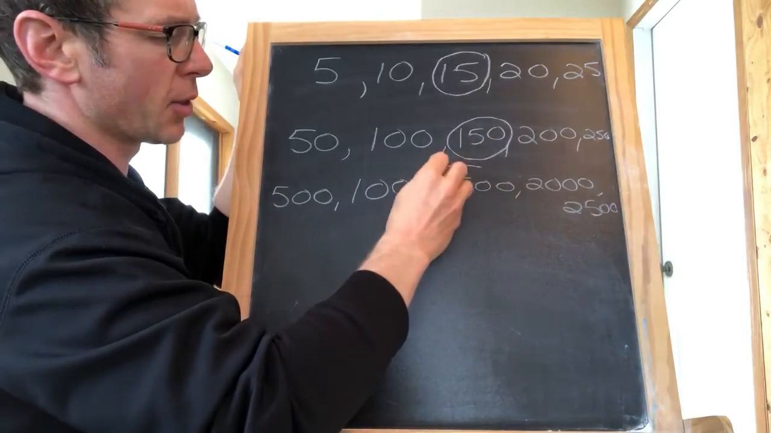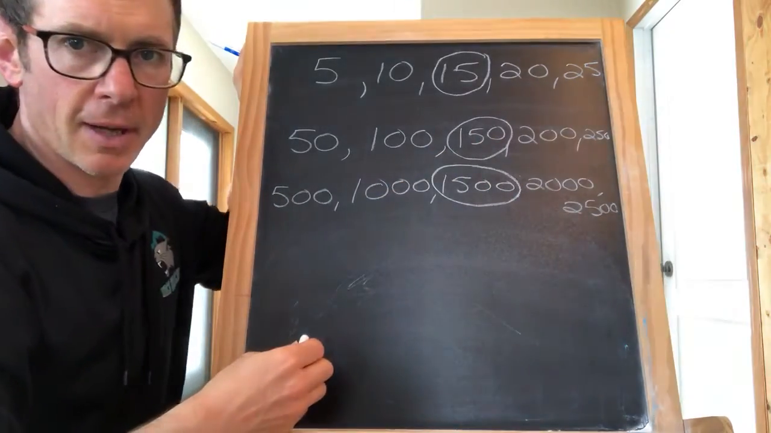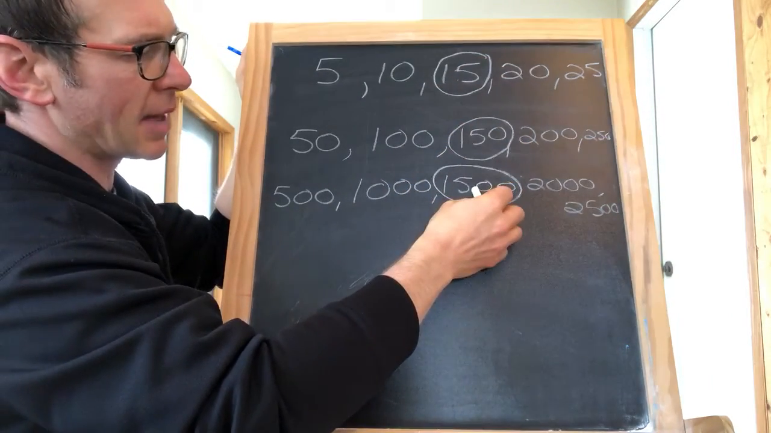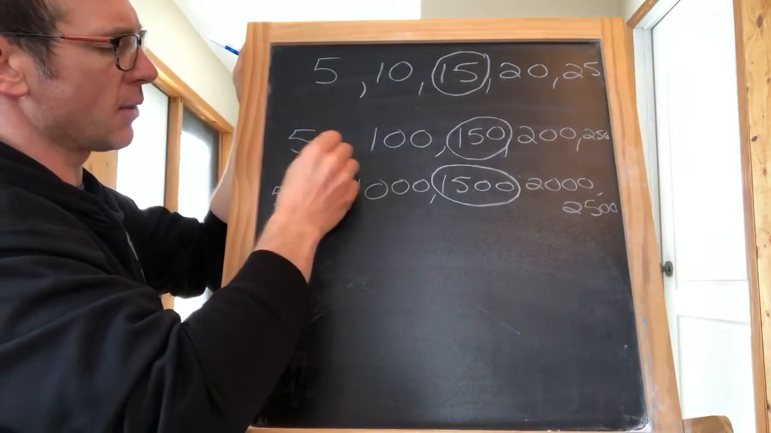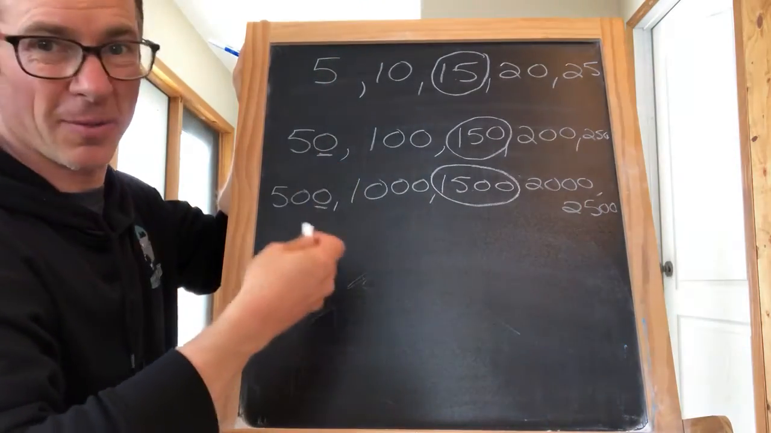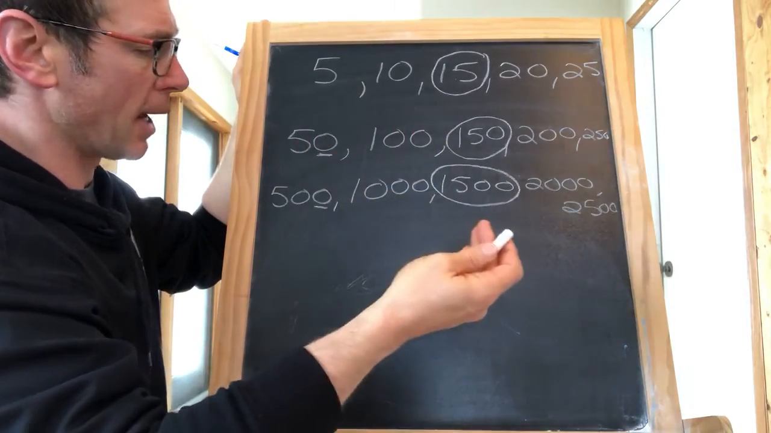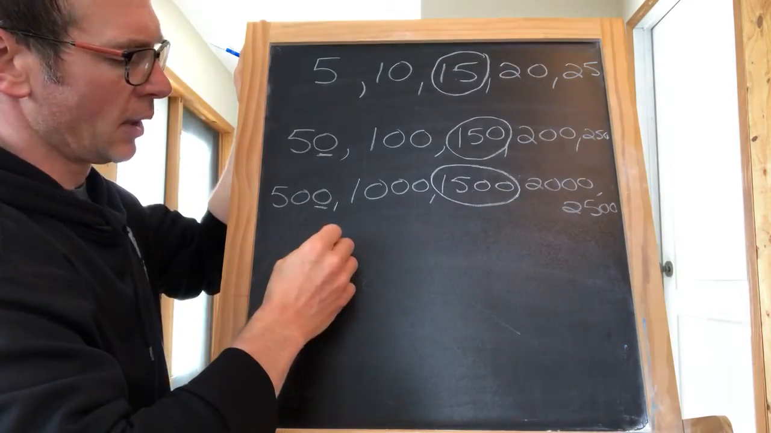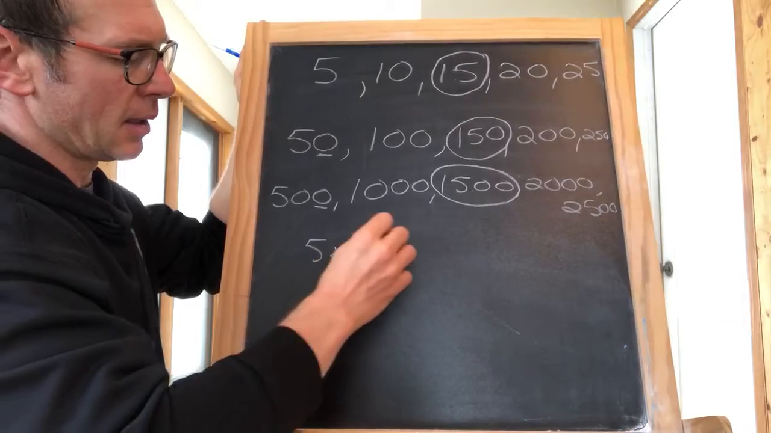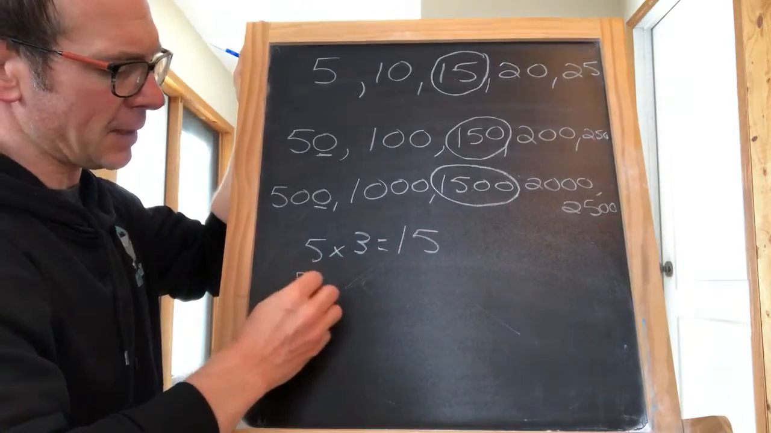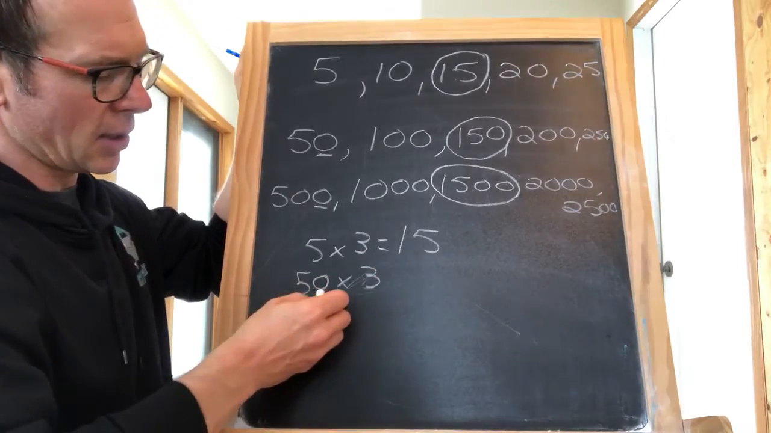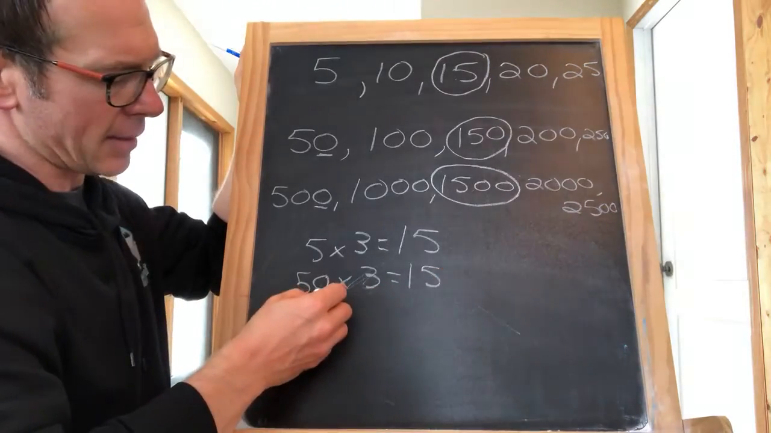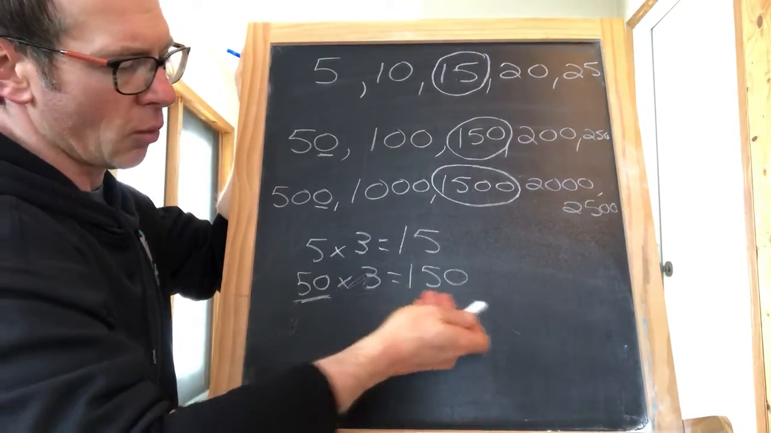If we look at our pattern, here's our third multiple of 500. So if we look at our pattern, 15, 150, 1,500, when we add a 0 to one of the numbers that we're multiplying, what happens to our product is that we get that same 0. So if we have 5 times 3, we have 15. If we go 50 times 3, we don't actually need to know 50 times 3. As long as we know 5 times 3 is 15, we know by the pattern that that's going to be 15 with the 0, or 150.